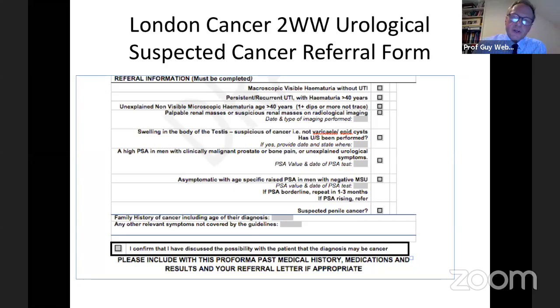For us in the UK, we have patients who are fast-tracked into the system. This is a standard form that our general practitioners in primary care fill in with certain red flag signs or symptoms to process them rapidly into the urology system. And you can see the fourth one down, it says palpable renal masses or suspicious renal masses on radiological imaging. And so that will result in a fast track into our system for the NHS patients. So we have to see them within 2 weeks, irrespective of age.